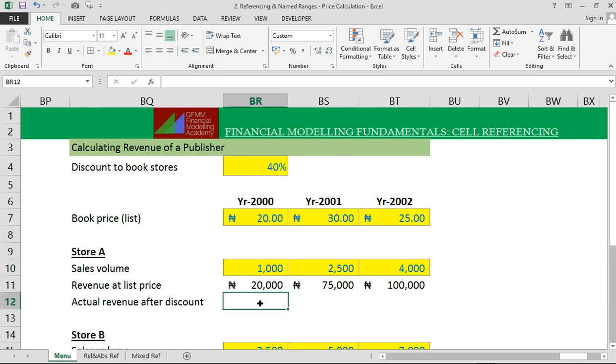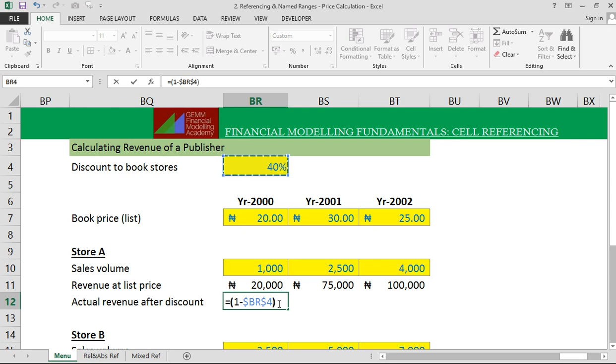So let's look at this actual revenue after discounts. So here you must give a discount. So we'll say 1 minus the discount rate, 1 minus the discount given. Now this discount rate is in a particular cell. It is not expected to change as we copy across the column, and so there is need for us to use an absolute reference here. So I press F4. F4 once will have $ sign before the column letter and $ sign before the row number.